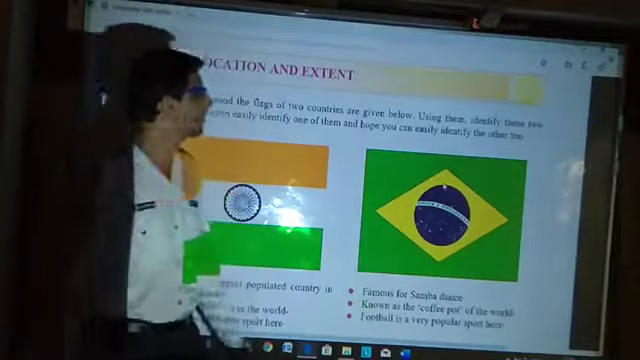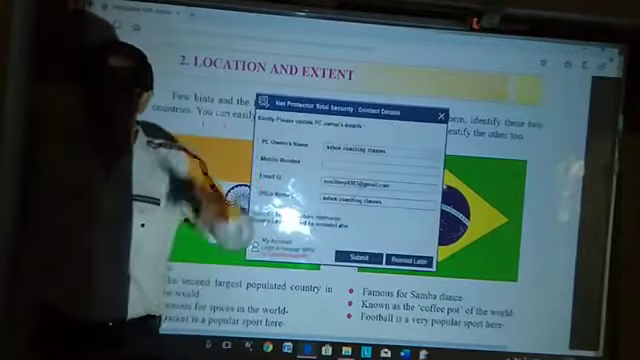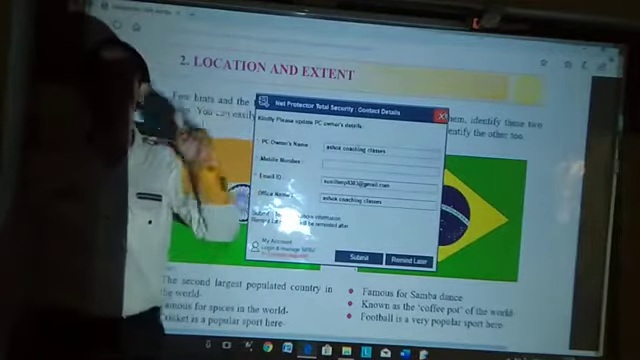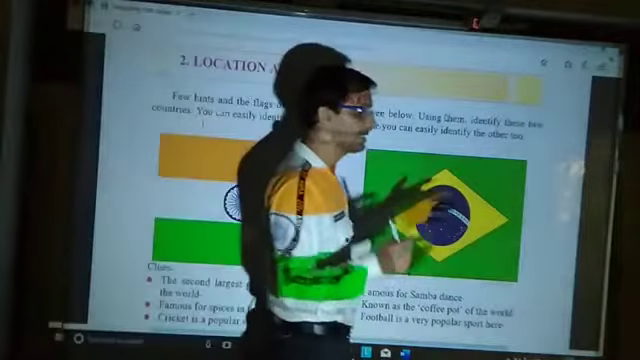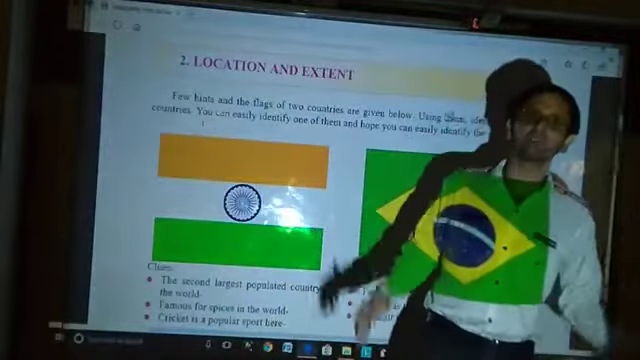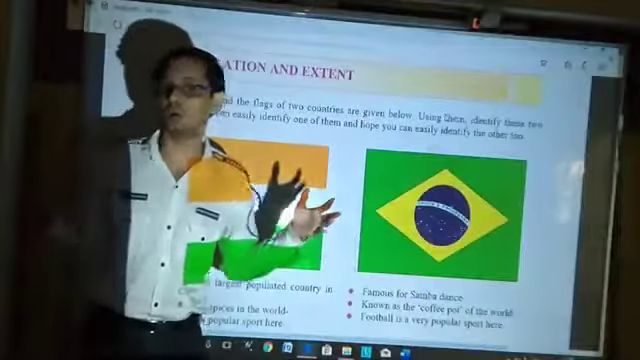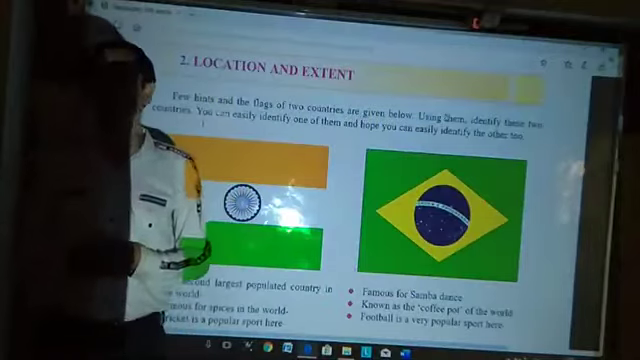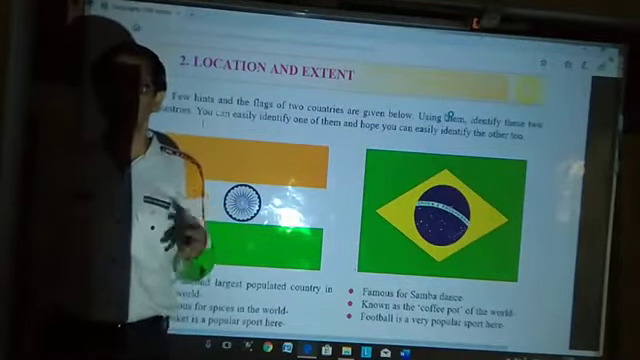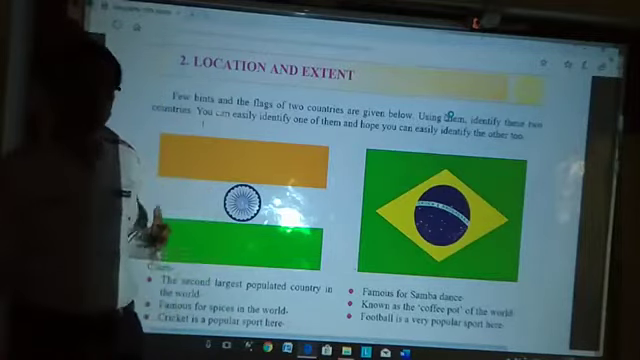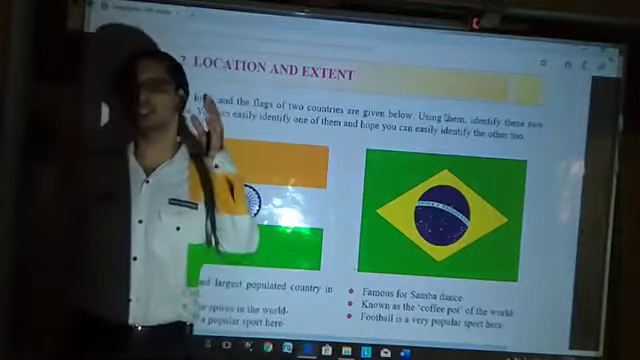Second one, known as the coffee pot of the world. Yes, Brazil is the largest producer and largest exporter of coffee. Brazil is known as the coffee pot of the world because large-scale coffee production is taken up in Brazil every year. So it is known as the coffee pot of the world, and Brazil is not only the largest producer but also the exporter of coffee.